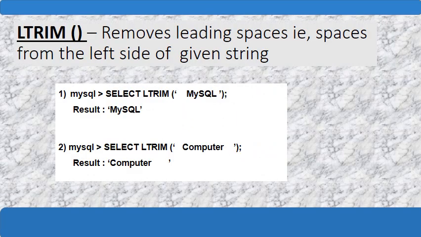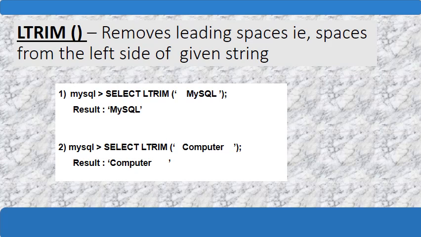ltrim function. This function removes leading spaces, that is spaces from the left side of the given string. First example, select ltrim(' mysql'). Here in this example, there are some blank spaces on the left side of the string mysql. This ltrim function will remove those blank spaces. Please see the output.